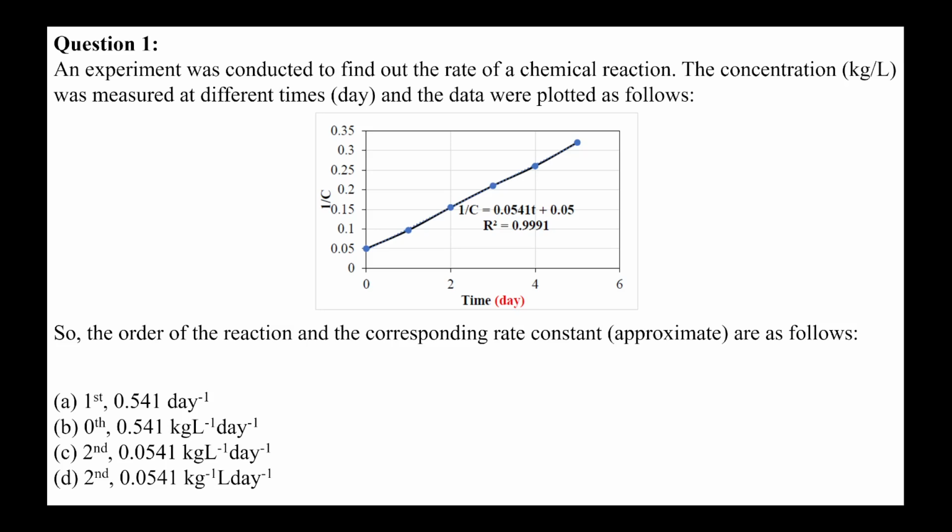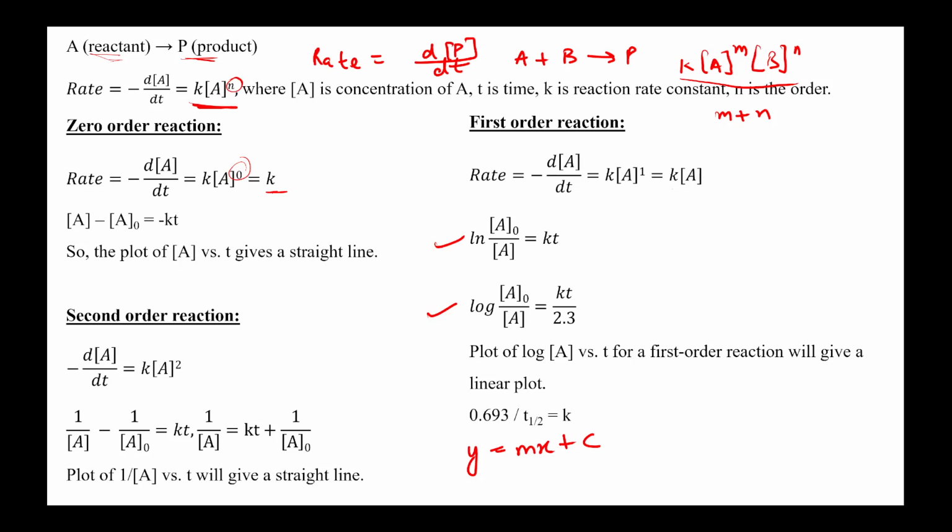So basically, first you have to find the order of this reaction. The easiest way is to see from this graph itself, it's a straight line plot of 1 by C versus time. In the previous slide, I showed you the straight line plots. For zero order reaction, the plot is between concentration versus time. For first order reaction, the plot is between log of concentration versus time. And for second order reaction, it is 1 by concentration versus time.